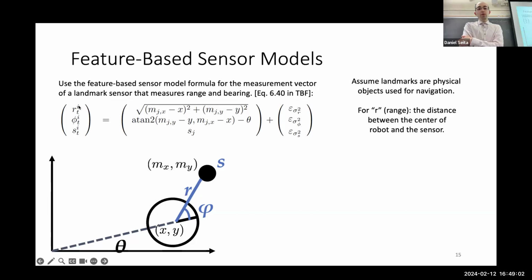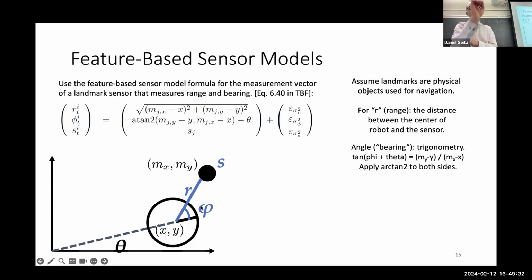And again, for the range, we're going to assume that we compute the distance from the center of the robot to the landmark. This formula here is just the definition of Euclidean distance in 2D. The angle we're talking about with the bearing is this angle here. So that's the phi here.